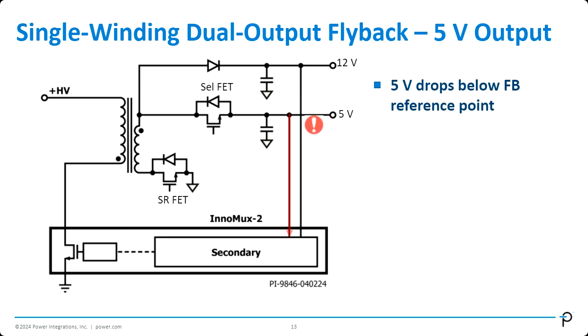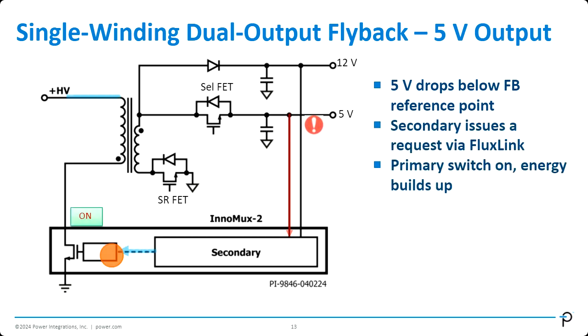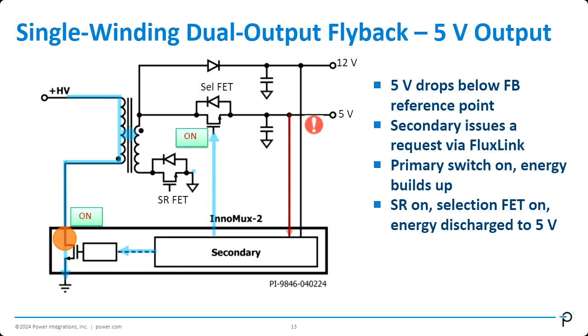So similarly, if my 5 volt drops below a reference point, InnoMux-2 knows that, sends the information back to the primary side via flux link, turns on the primary switch, and lets the energy build up again. And on the secondary side this time, I turn on the SR, of course, and because I want to charge my 5 volts, I need to make sure my selection FET is on so that all of the energy goes to 5 volt, because 5 volt has a lower potential.